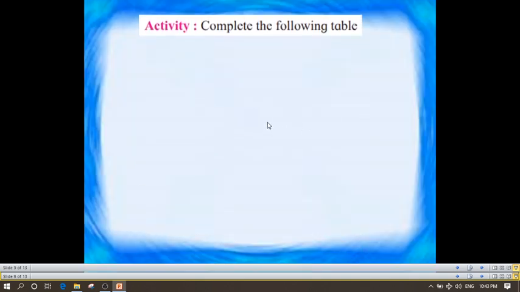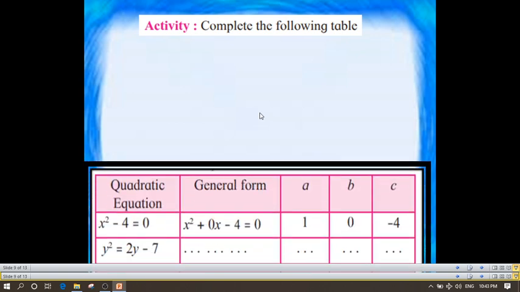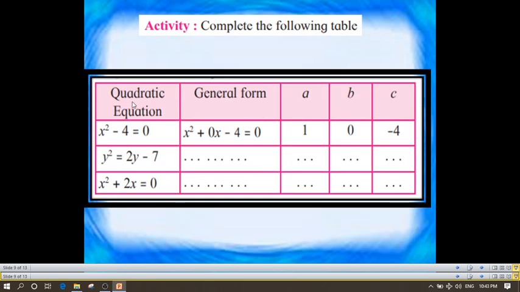Now consider another activity, complete the following table. या टेबल मध्ये पहिला कॉलम आहे क्वाड्रॅटिक इक्वेशनचा, दुसरा कॉलम आहे जनरल फॉर्मचा, स्टँडर्ड फॉर्मचा, तिसरा, चौथा आणि पाचवा कॉलम आहे coefficients of quadratic term, linear term and constant term.